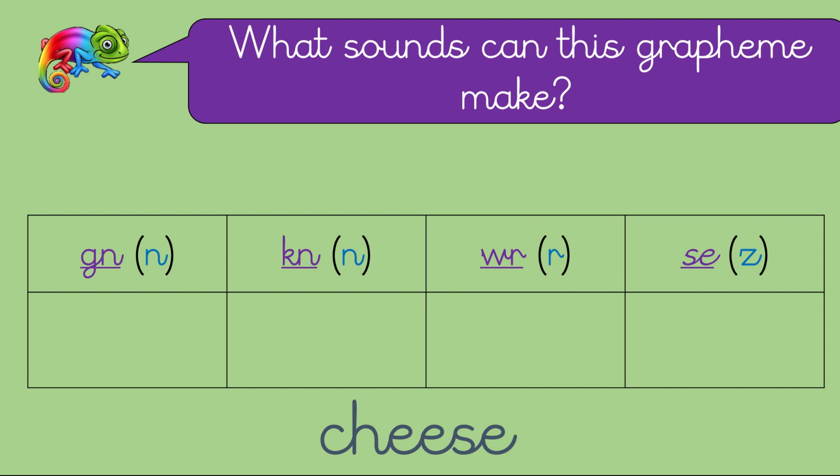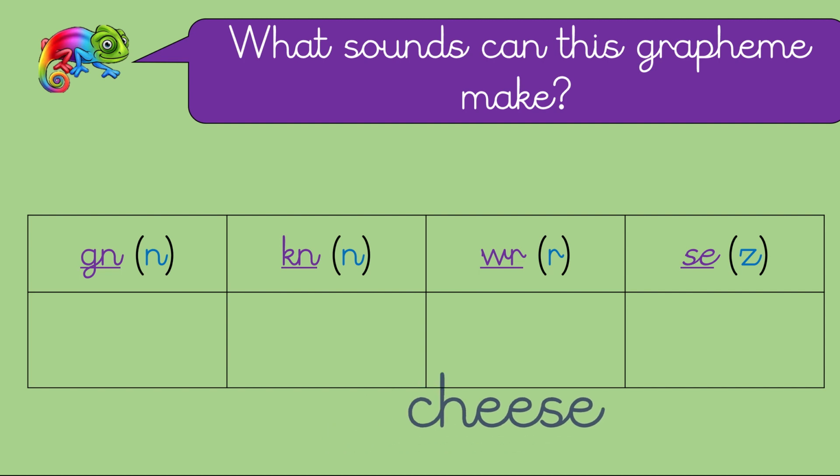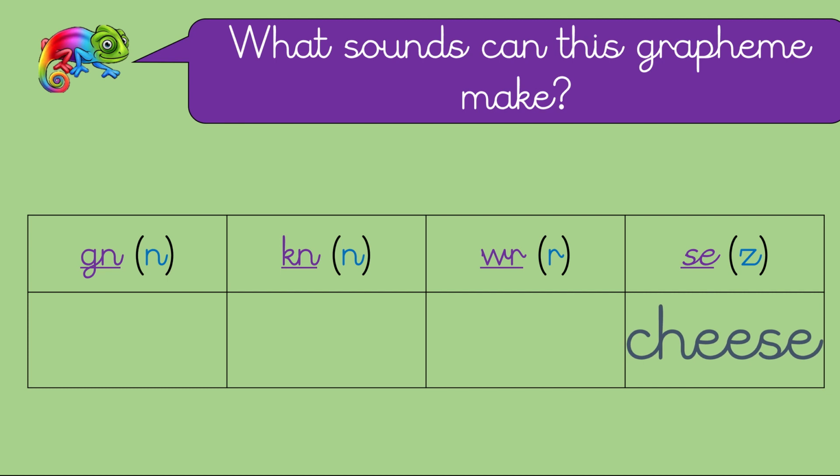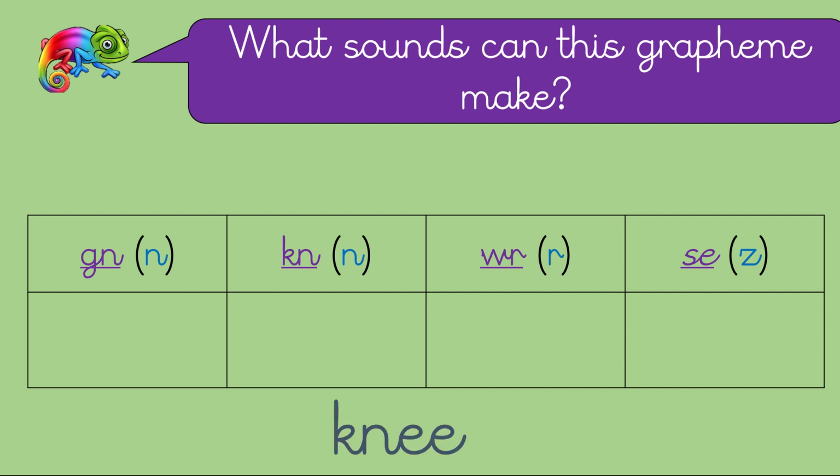Have a go at reading this one. Okay. And have a go at which box is it going to go into? Super. So this one was ch, cheese, cheese. One of my favourite foods. And it went into the S and the E, which makes the Z phoneme.